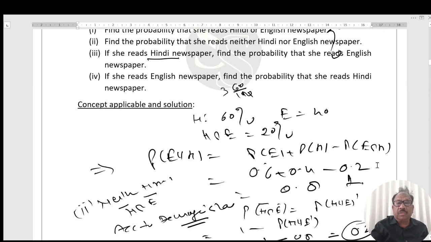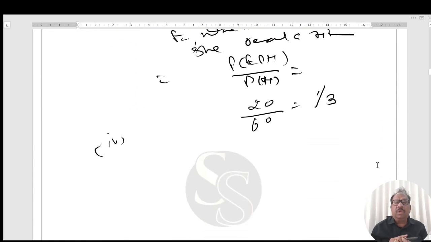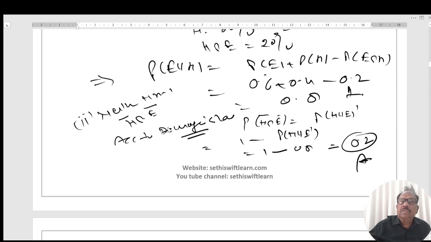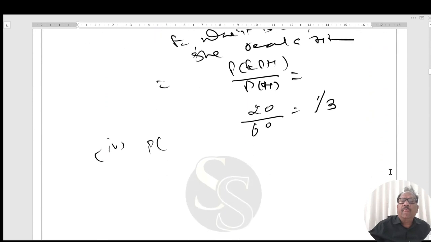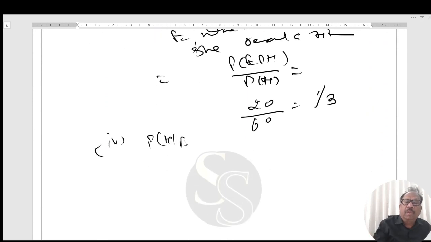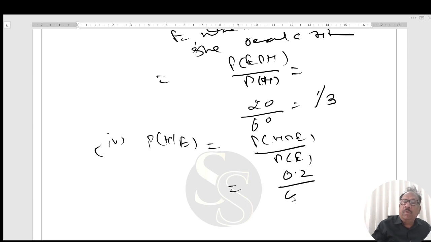If she reads English, find the probability that she reads Hindi newspaper. In this case, it is a case of conditional probability. Conditional probability means P(H given E), if she reads English is confirmed. That is P(H intersection E) divided by P(E). That is 0.2 divided by 0.6.